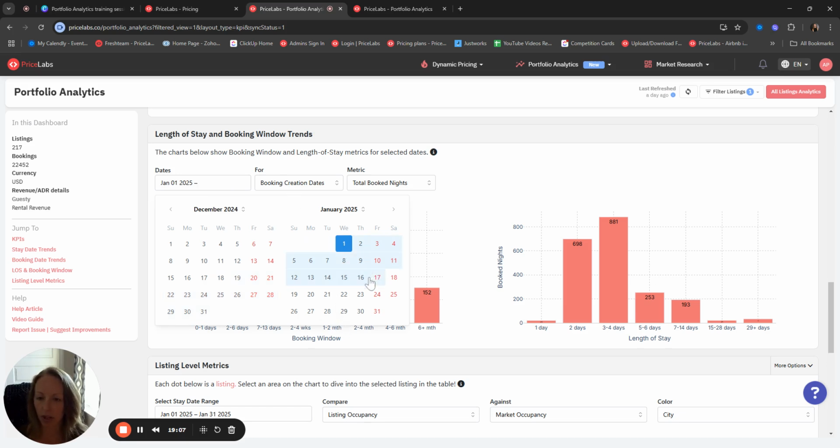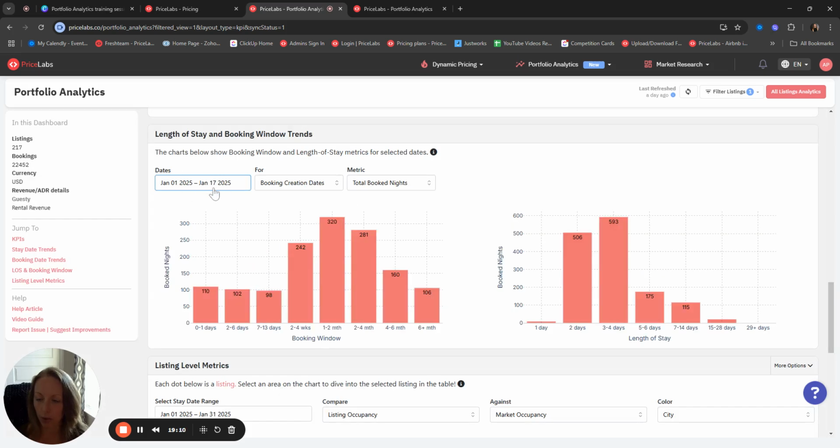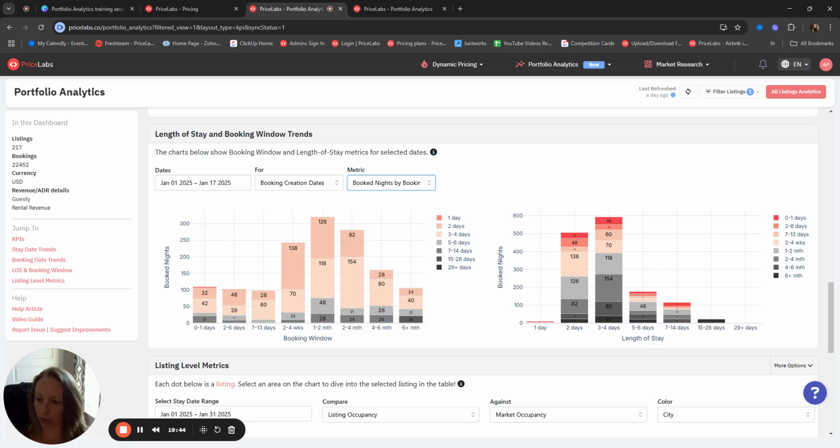But let's say, for example, I want to just look at the bookings that have come in so far this month. You can either look at it by total nights or booked nights by booking window and length of stay, which is actually just stacking these two pieces of information. Right now, they're in two separate charts. This is the booking window data, and it's saying, hey, the bookings that have come in so far, primarily they're booking 1 to 2 months in advance, and for 3 to 4 nights in terms of length of stay. So now if I stack this information, it's going to essentially show me the same thing, but it's a different way of looking at it.